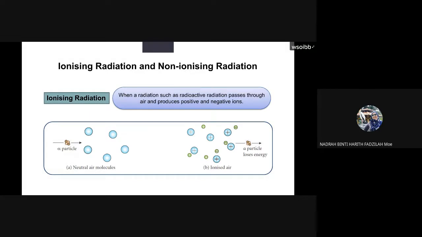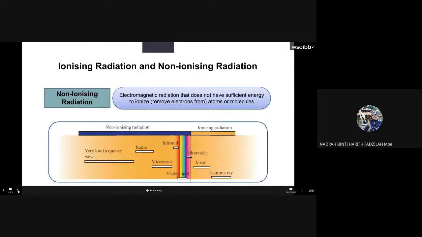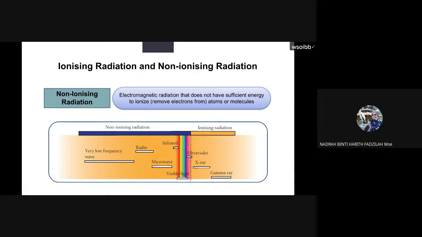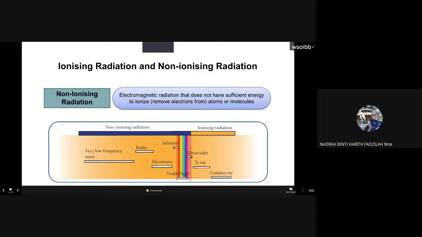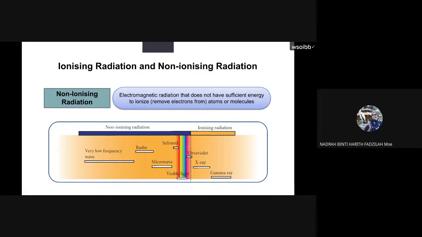Whereas for non-ionizing radiation, it is an electromagnetic radiation that does not have sufficient energy to ionize atau to remove electrons from atoms or molecules. So non-ionizing radiation ni adalah radiation yang kita guna dalam kehidupan seharian. For example, for radio frequency, and then microwave, visible light, and also infrared.